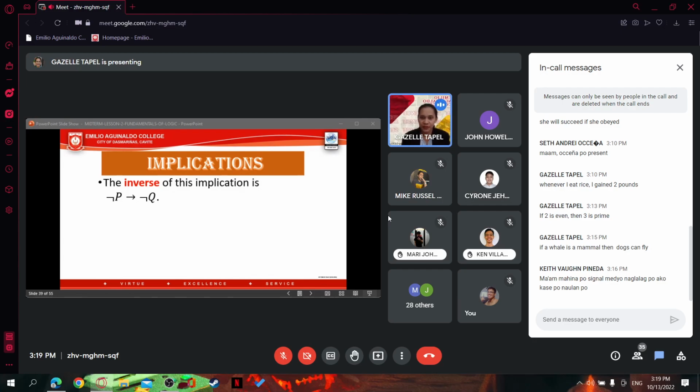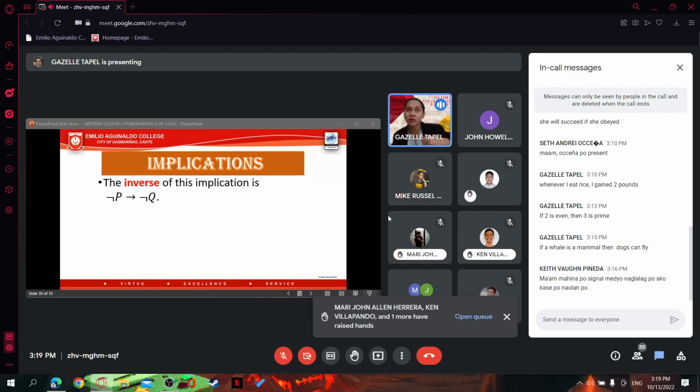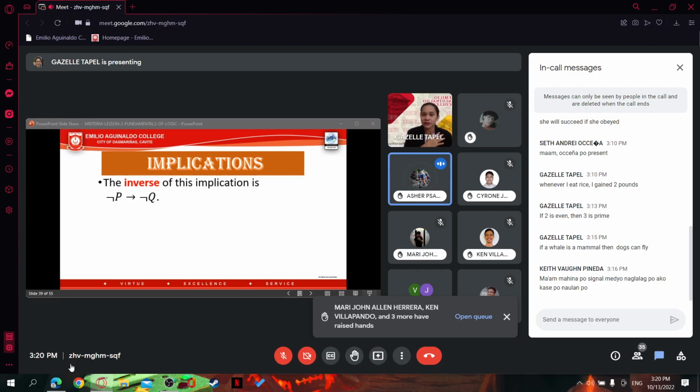Who wants to try? Another hand? Ang original na statement ay if today is Sunday, then I will wash the car. That is the original conditional statement na sinagot ni Alan kanina. From that, makakabuo tayo ng tatlong statement. The converse, the inverse, and the contrapositive. Sabi ni Howell kanina, the converse is if I will wash the car, then today is Sunday. That's the converse. The inverse is the negation of the original statement. So if not P, then not Q. Then what is the statement? Yes, Asher. Okay, Victor. Wait lang, Asher.